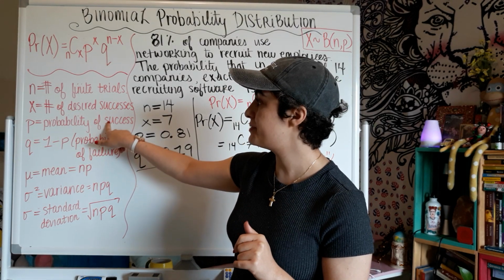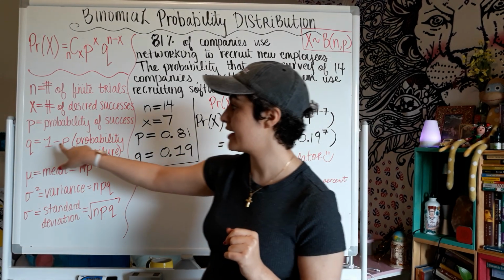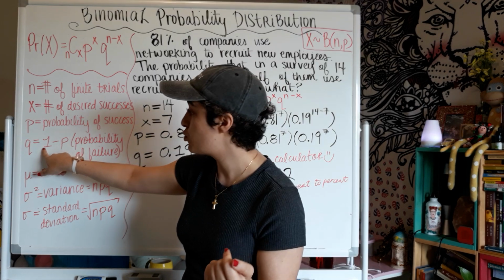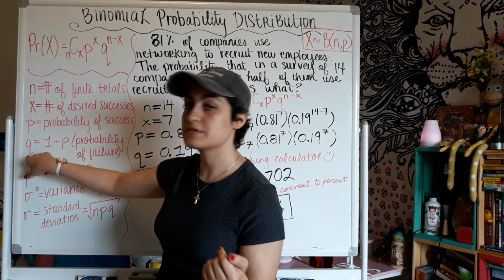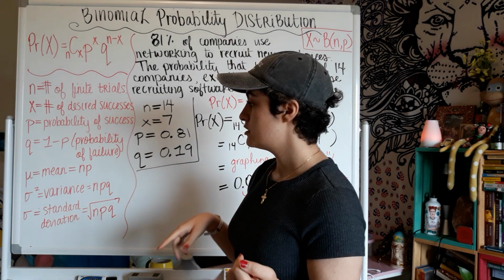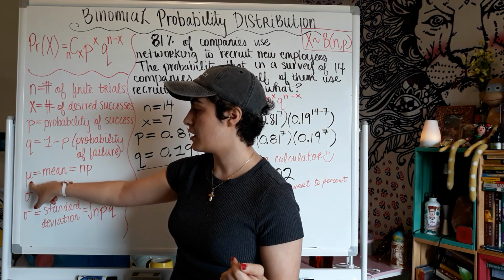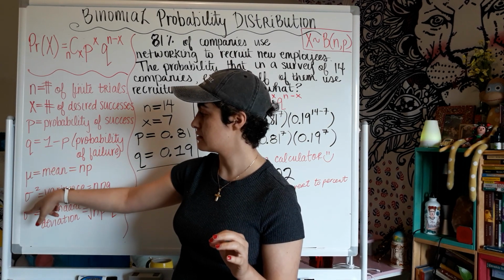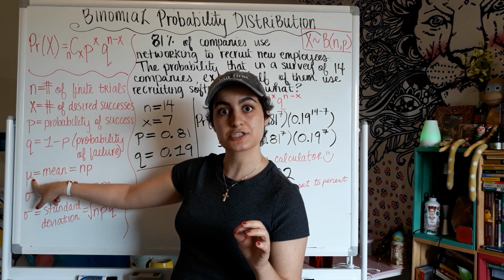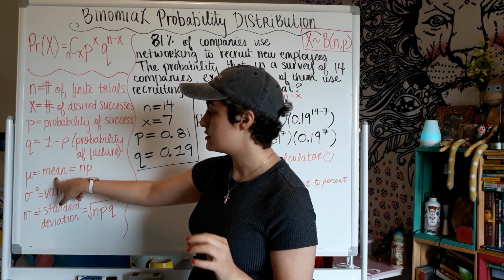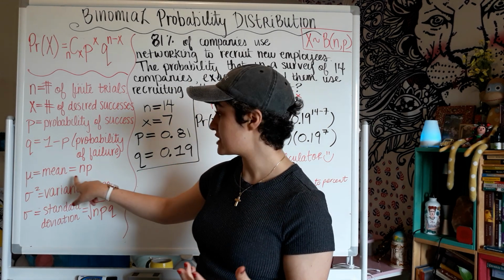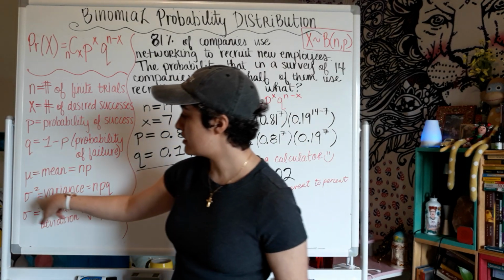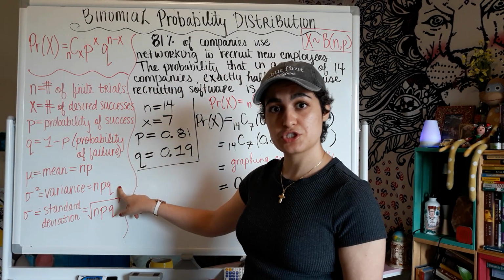So if you know what p is, you can easily find q because they're complements of each other. So 1 minus p will give you q. And then here is mu. That's the Greek letter mu. It's like a long line with a u attached to it. It represents the mean, which is just n times p. And then the variance, which is n times p times q.